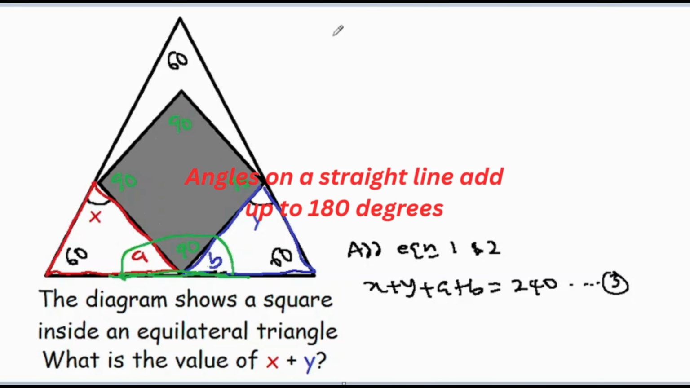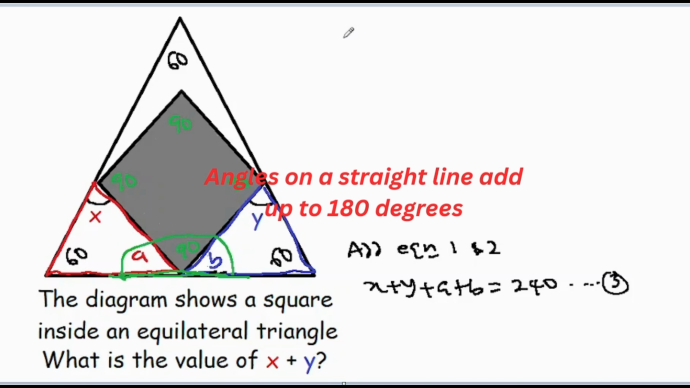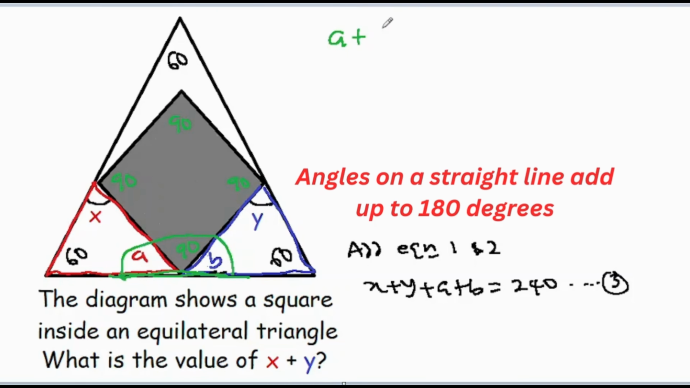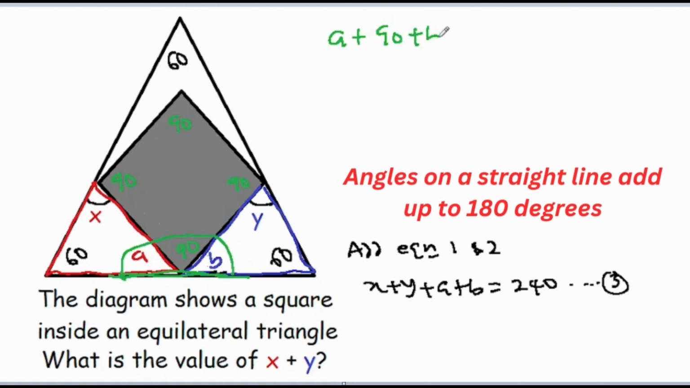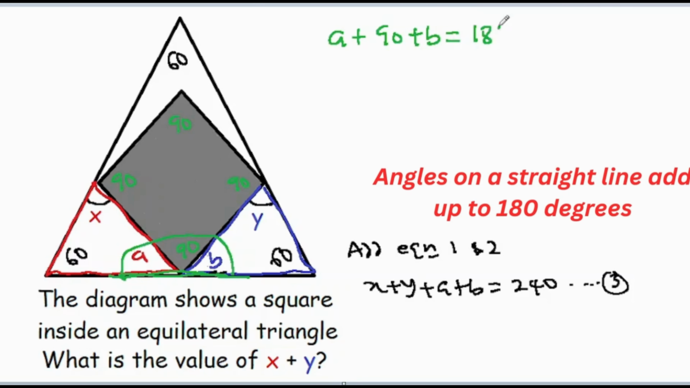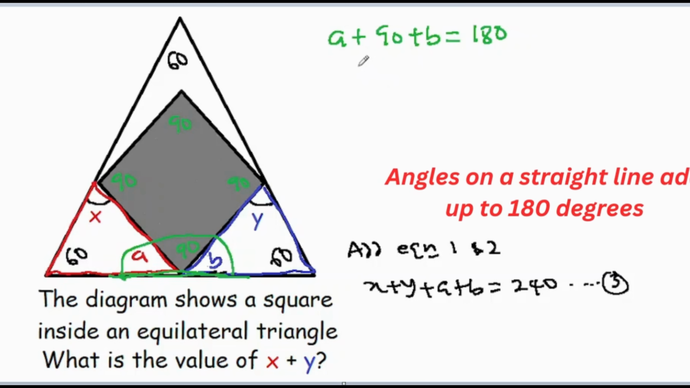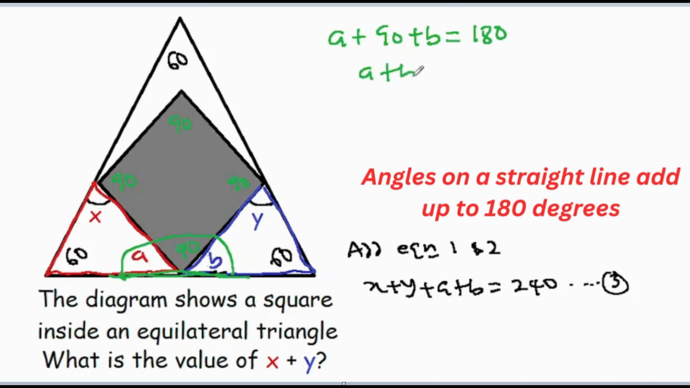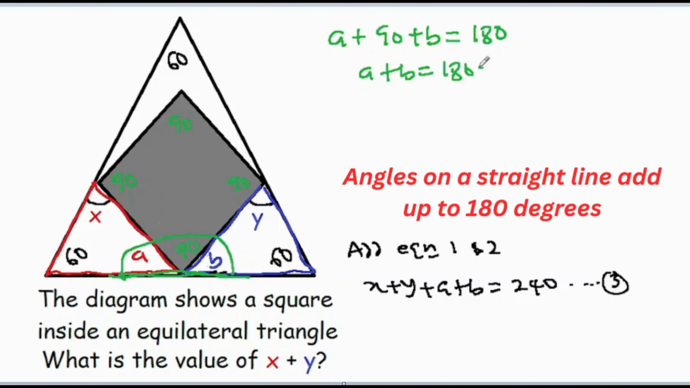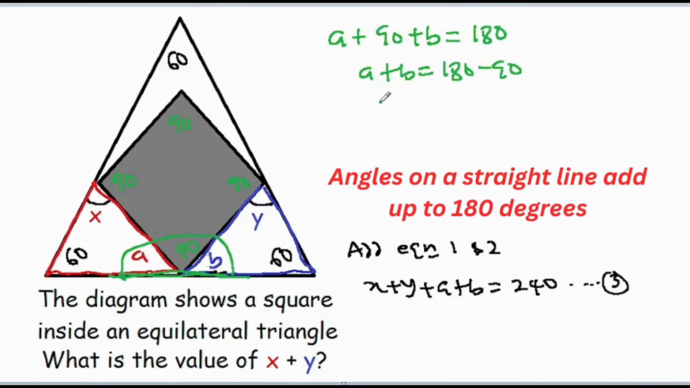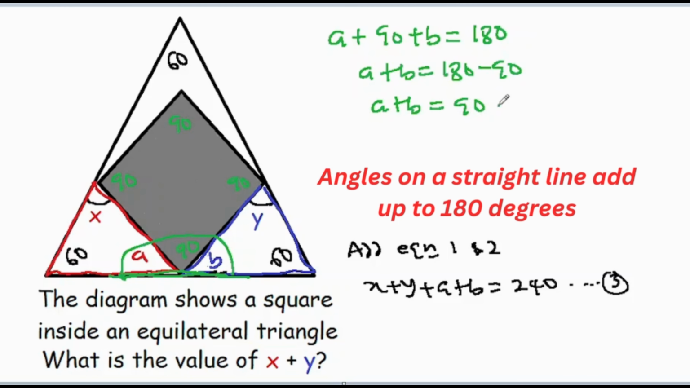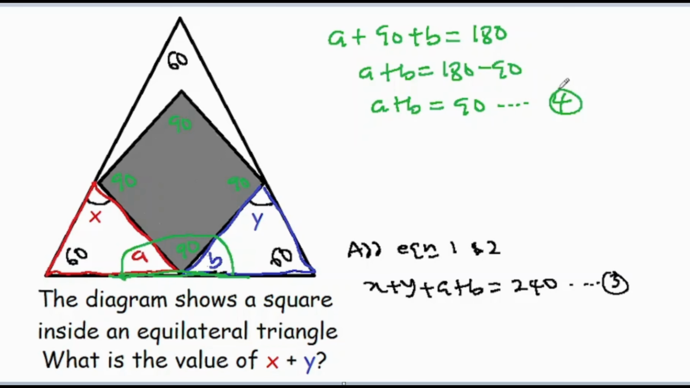Alright, so the sum of angles on a straight line is 180 degrees. So A plus 90 plus B equals 180 degrees. Let's subtract 90 from both sides of the equation. A plus B will be 180 minus 90. So A plus B equals 90 degrees. Let's take this as equation 4.